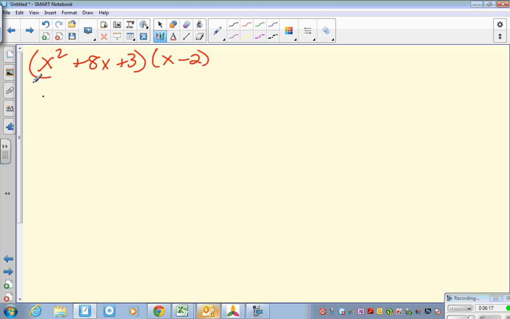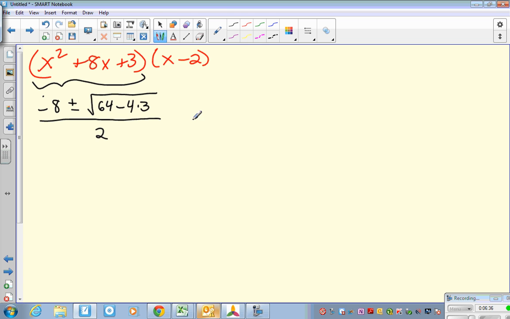And so to use the quadratic formula on this part, we're going to do negative b plus or minus the square root of b squared minus 4 times a, well a is 1, times c, all over 2a. So this ends up being negative 8 plus or minus the square root of 64 minus 12, which is 52, all over 2.